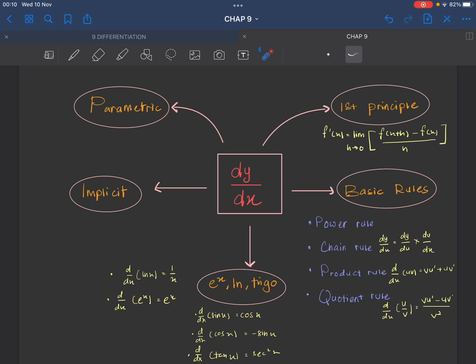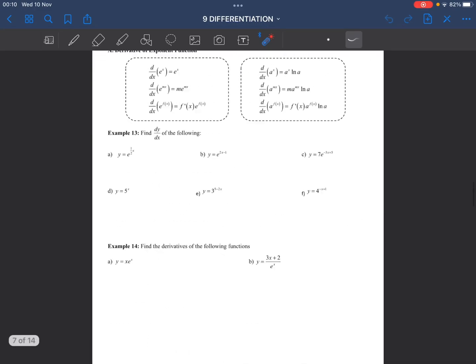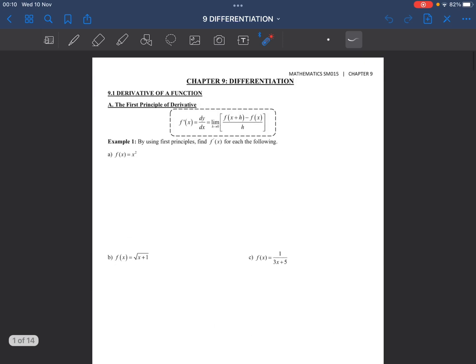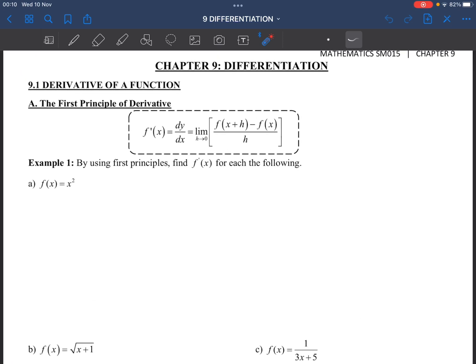So for this video, we are going to focus on this first subtopic. Okay, 9.1 first principle. So what is a first principle? Okay, so derivative of a function. We can differentiate a function by using first principle. So what is a first principle? This is the formula for first principle.